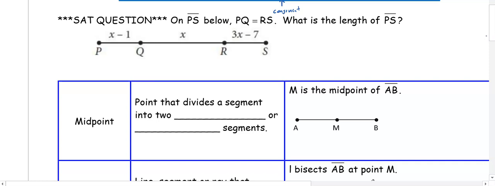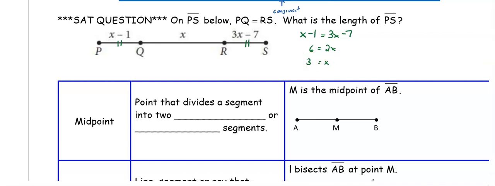On PS, PQ is equal to RS. What is the length of PS? If PQ and RS are equal, that means they're congruent. They have the same length. For now, we're going to ignore the x in the middle, and we're just going to use x minus 1 is equal to 3x minus 7. As we solve, we can add 7 to both sides and subtract x from both sides. So we get 6 equals 2x. And we divide, x is 3.